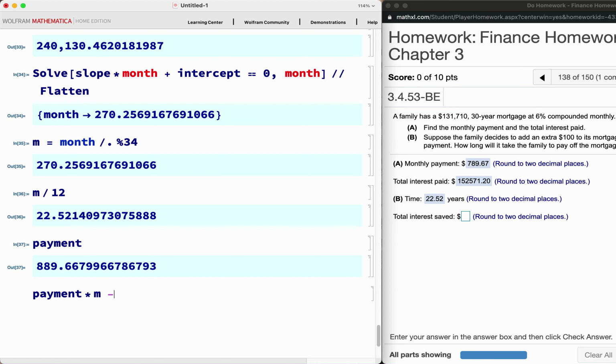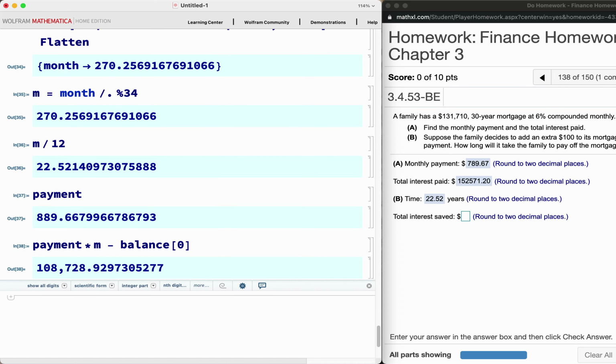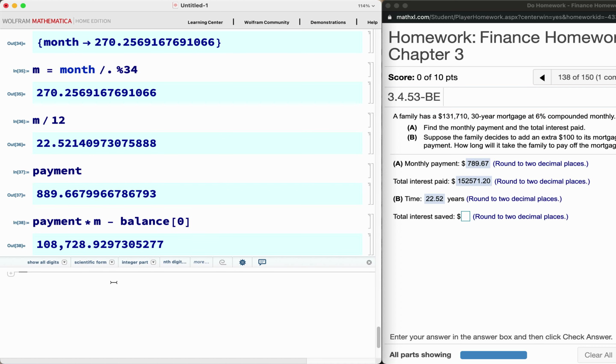Your payment times M minus balance 0. Okay, so this is actually going to be your interest. This is actually what you're going to pay in interest. And then this value right over here, this is the original interest. The original interest is $152,571.20.